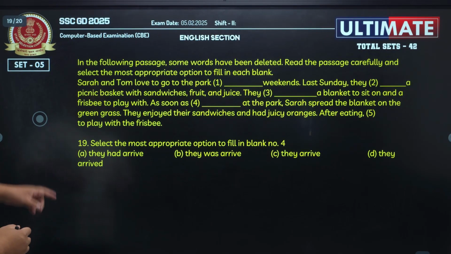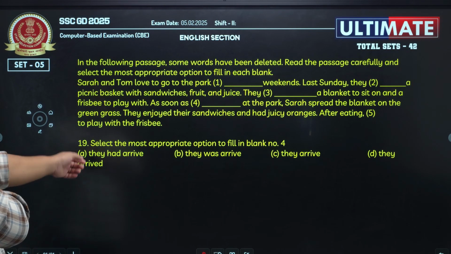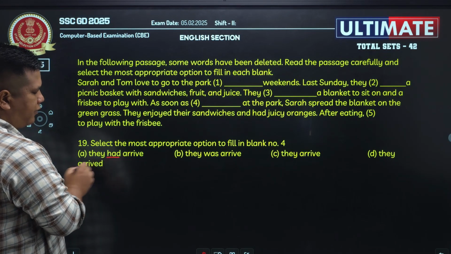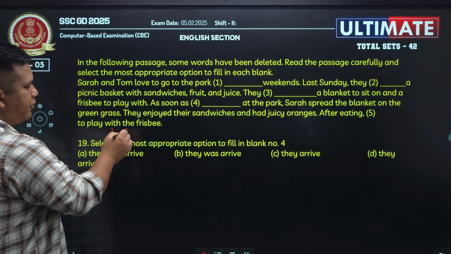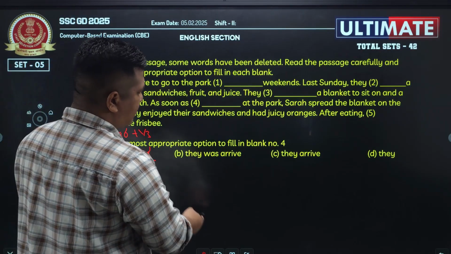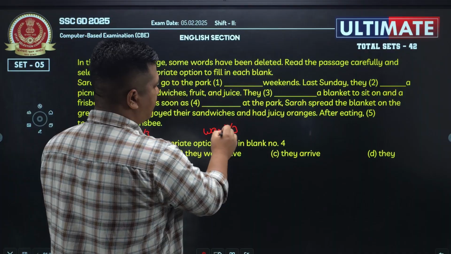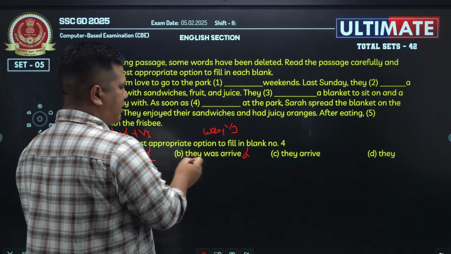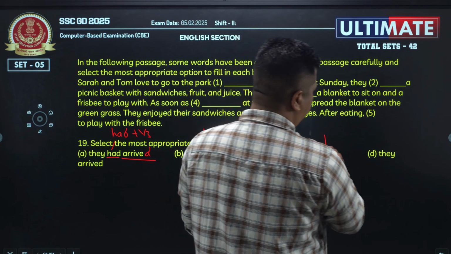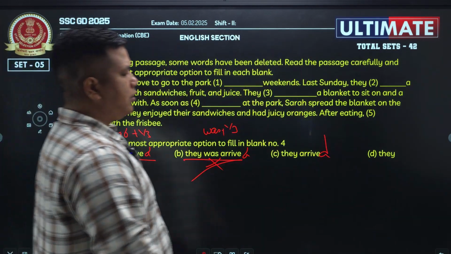As soon as at the park, Sarah spread the blanket. As soon as they had arrived. Had is supposed to be followed by the third form of the verb. So they had arrived. They was arrived. Was will also be followed by V3. So they arrived. It will be option D.